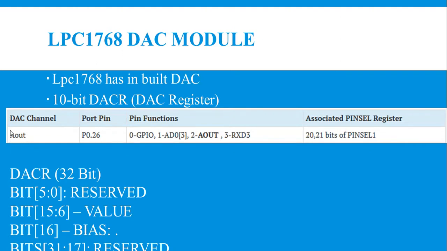That will be output to the outside world through the A out pin, whereas the 16th bit is reserved for bias, and similarly bits 17 to 31 of the DAC register are also reserved. So this is about the DAC register. Whatever digital value you want to convert into a corresponding analog value should be placed in bit positions 6 to 15 of the DAC register. So this is about the inbuilt DAC module.